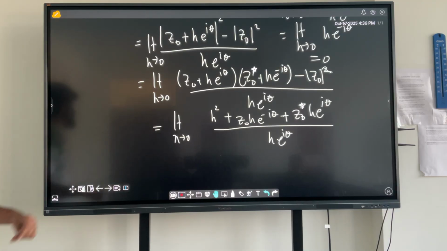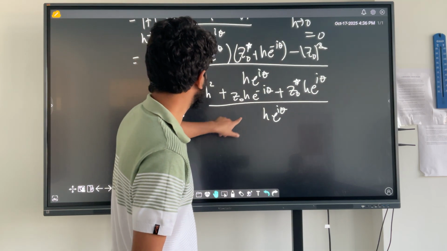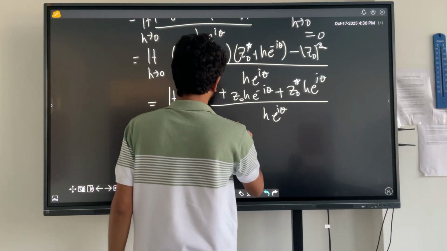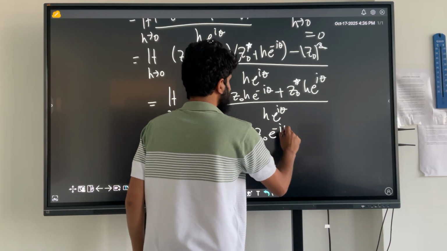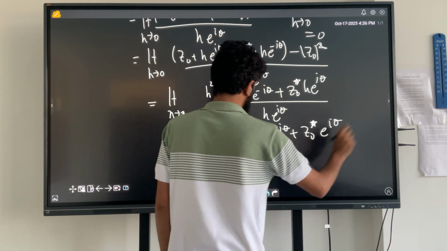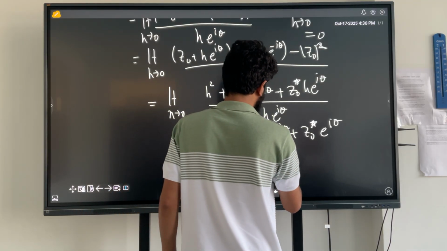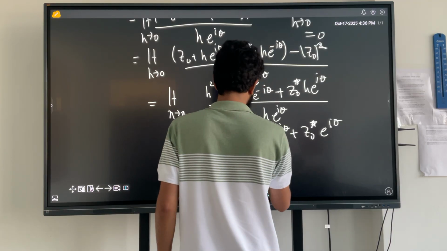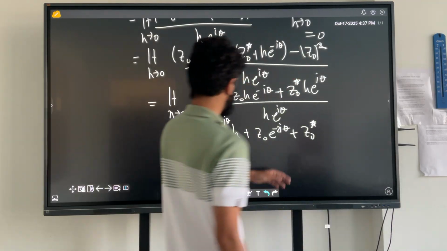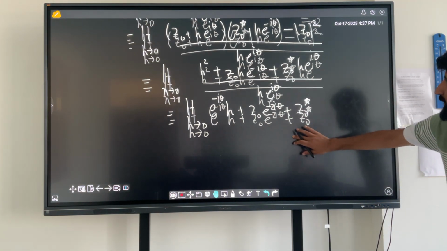Is this fine? Right? One of the h's will go, in the limit h equals to 0, I can cancel one h everywhere. So h plus z naught e^{-i theta} plus z naught star e^{i theta}, divided by e^{i theta}. We can divide by e^{i theta}, so this will go, this will become e^{-2i theta}, and this will go. Just check the answer, right? I think I have done it correctly.